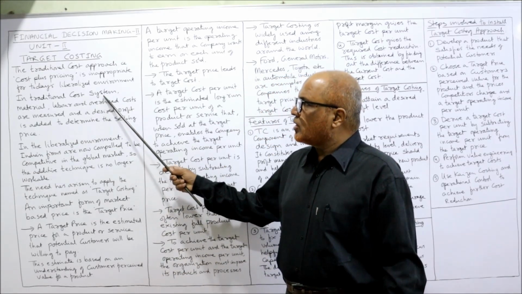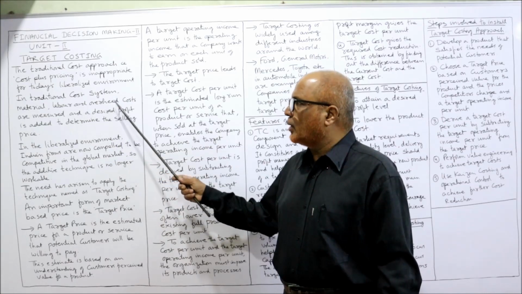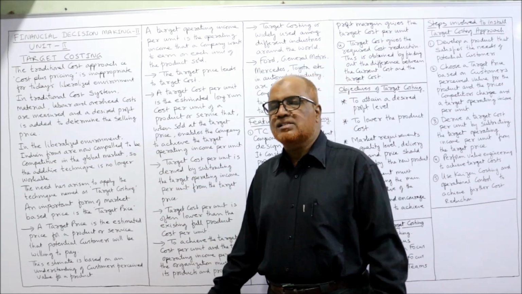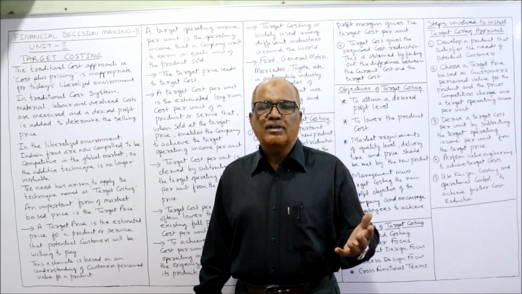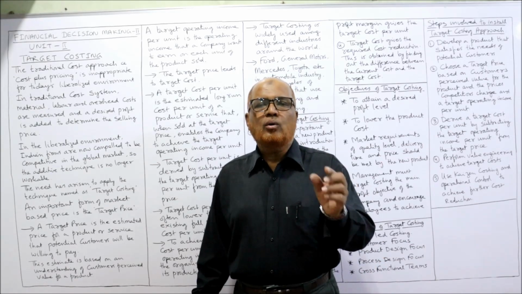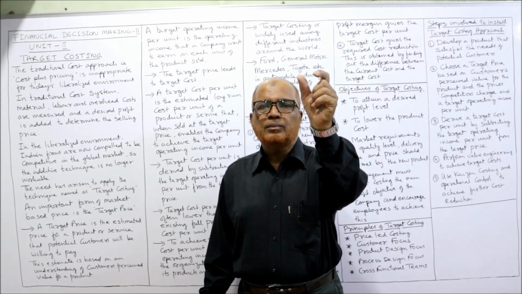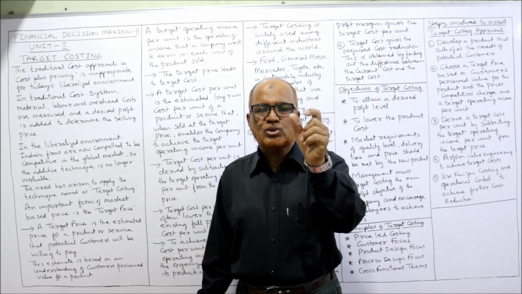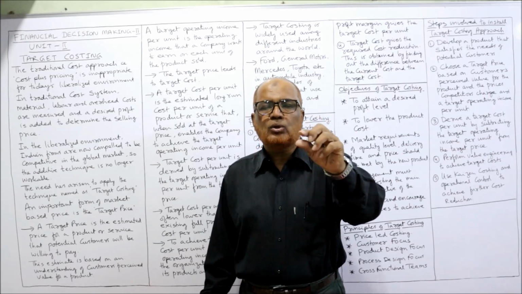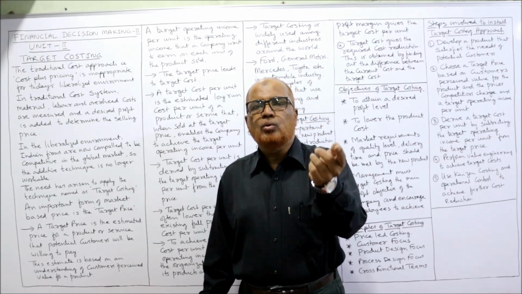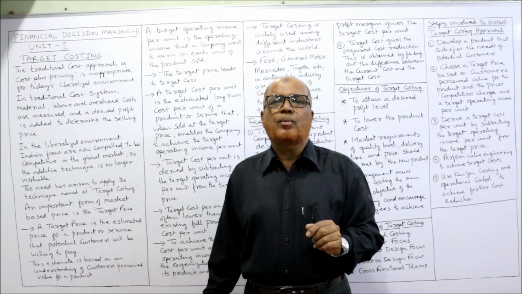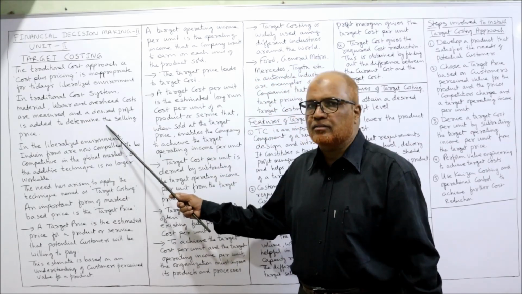Now, in the traditional cost system, material, labor, and overhead costs are measured and the desired profit is added. So we already know how to fix the selling price. We add up the material cost, labor cost, and overheads. If we add the total, we get the total cost. To the total cost, we add the profit to get the final selling price.